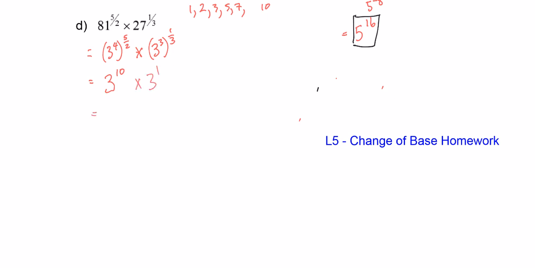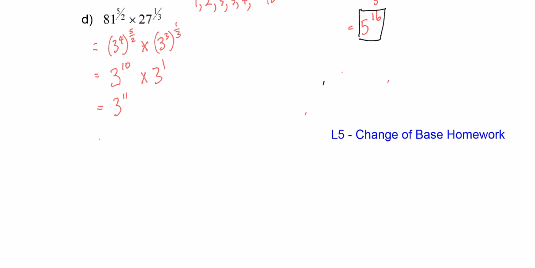And all we do now is add all the exponents. Because we have multiplication, we add those two numbers. So now we've got 3 to the 11. Now you're just going to punch that in your calculator and you get 177,147.